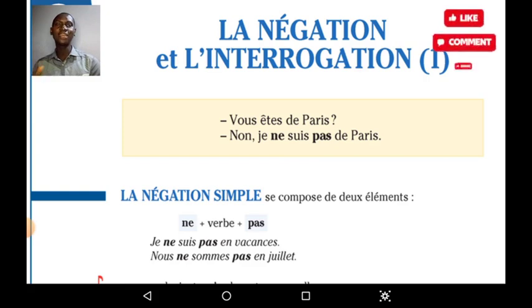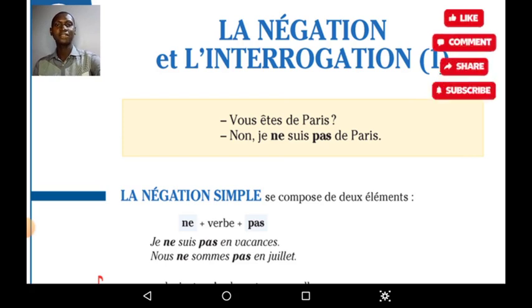And there are 2 elements you want to take note of. You can see it on your screen. They are the 2 negation elements. We have ne, N-E, and then you have pas, P-A-S. Both of them in English are translated as not. How do you use it? You put the ne before the conjugated form of the verb and then the pas after the conjugated form of the verb.